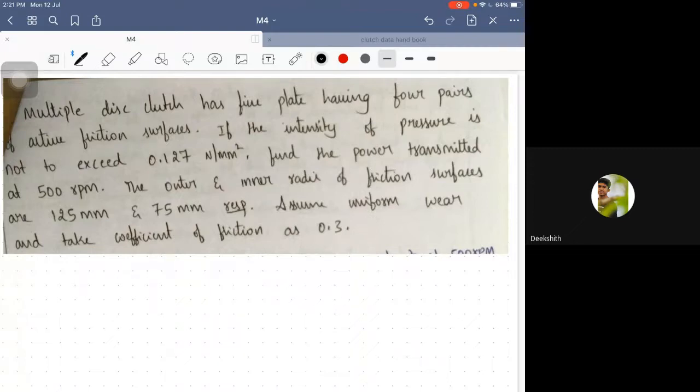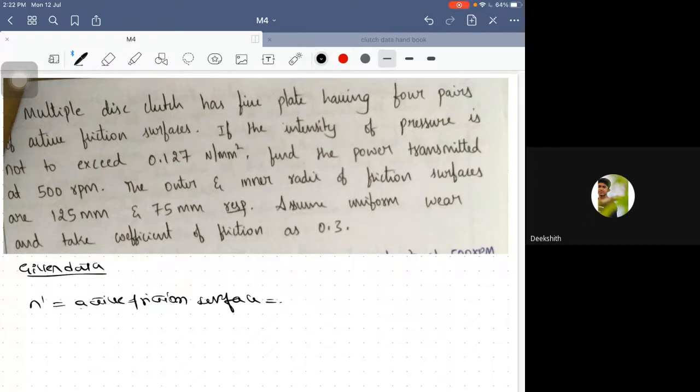Okay. So this is a multi-disc clutch. He says it has 5 plates having 4 pairs of active friction surfaces. So whatever he says, the first thing we must find out is the number of active friction surfaces. So how much is the value given? So he says 4 pairs of active friction surfaces.